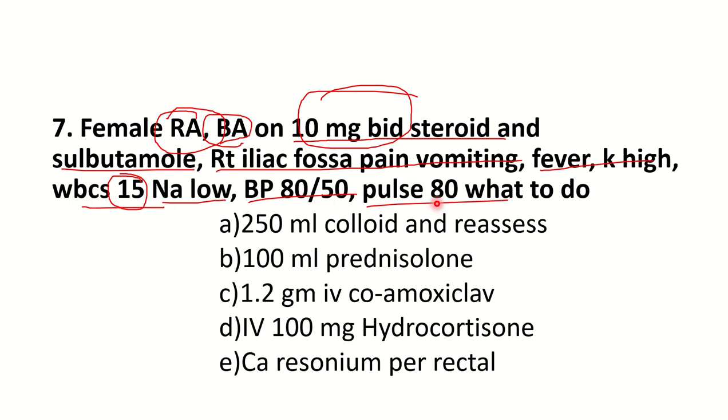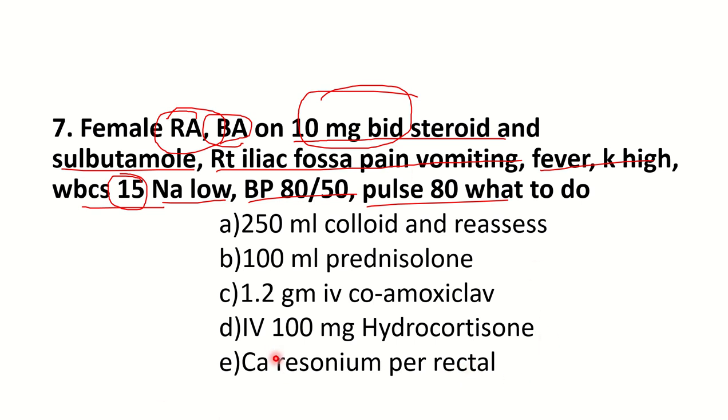So what to do? First of all, we have to increase the blood pressure, but we have to realize that the patient is taking steroid. So what is our option? The options are 250 ml colloid and reassess, 100 ml prednisolone, 1.2 gram IV co-amoxiclav, IV 100 milligram hydrocortisone, and calcium resonium per rectum.